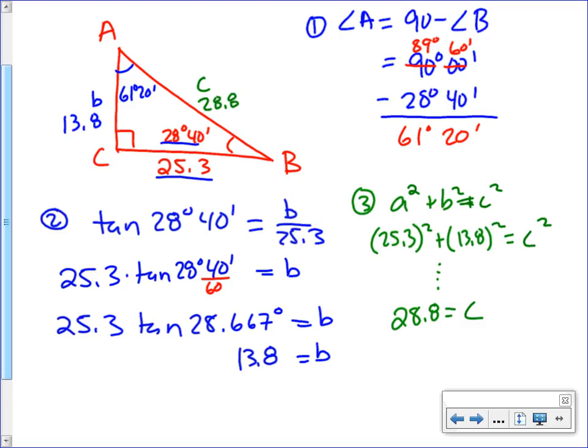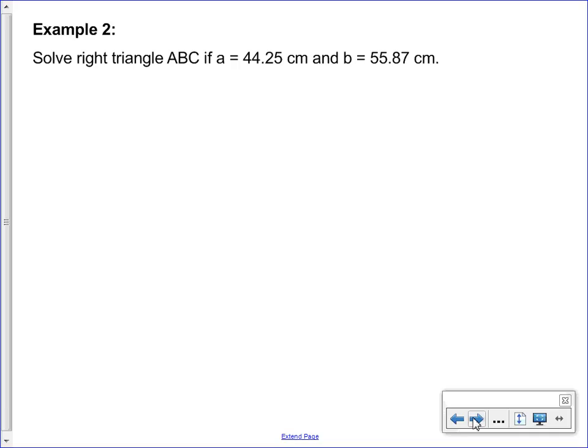As always, check your answer. 28.8 should be your biggest side since it's across from the biggest angle. And then the smallest side is 13.8 because it's across from the smallest angle. And that's how you solve a triangle. Let's look at this next problem.